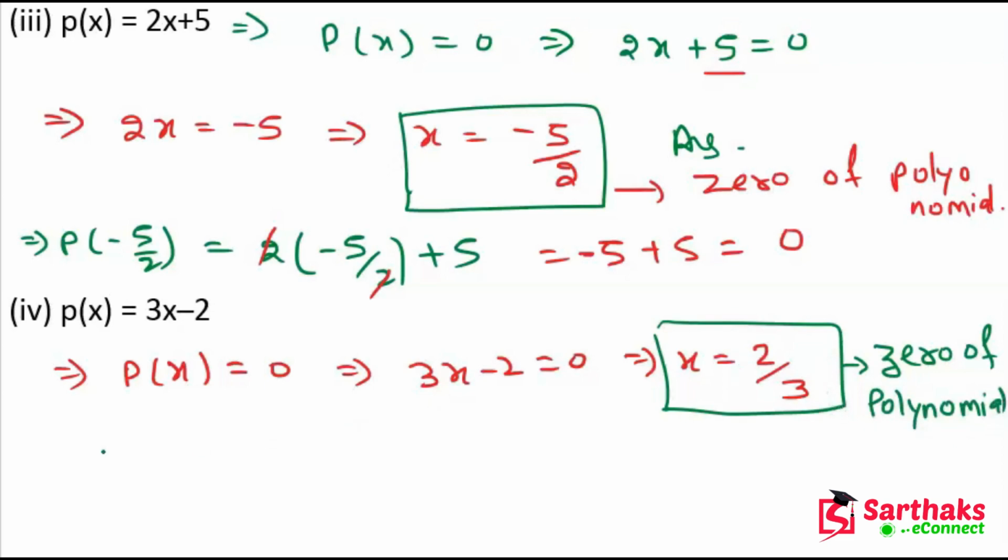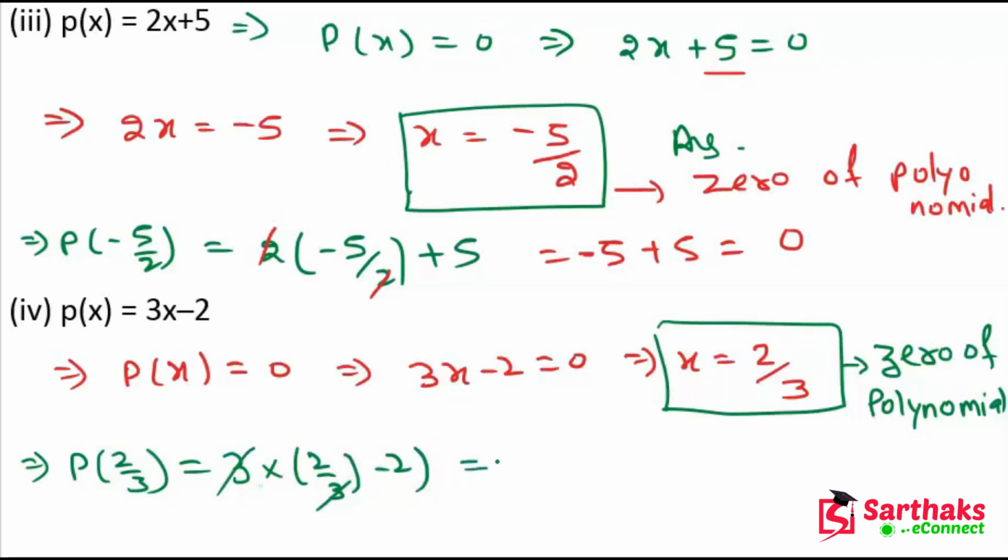So now we have to check it. For checking this, we have to put the value of x in this equation. We get p of 2 upon 3, which equals 3 into 2 upon 3 minus 2. This 3 and this 3 will be cancelled. So we get 2 minus 2, which equals 0. It means after putting the value of x in this equation, we get 0. So we can say that our answer is correct. Okay.